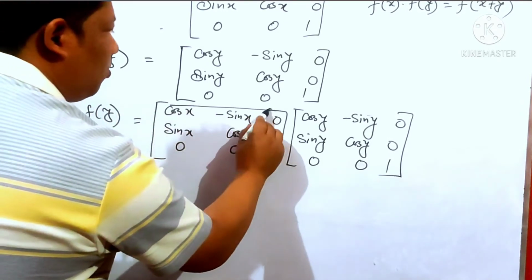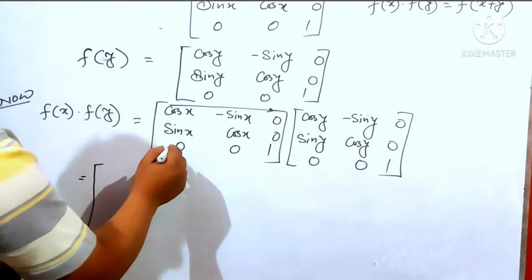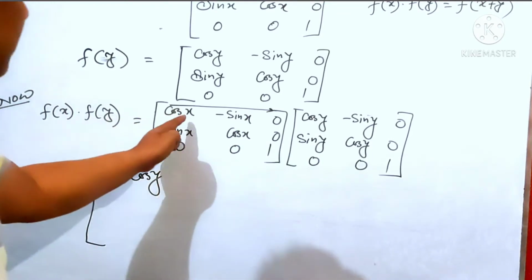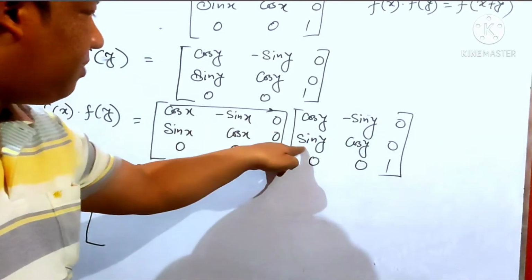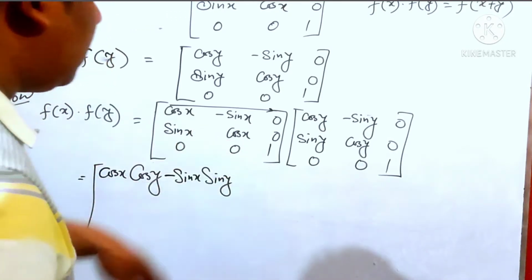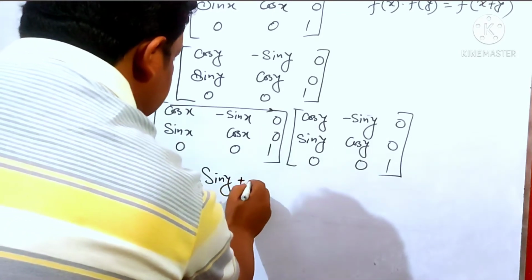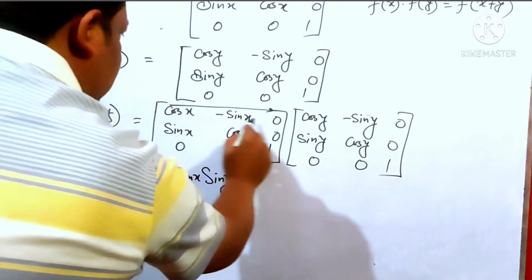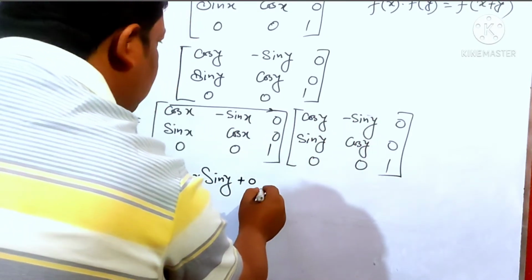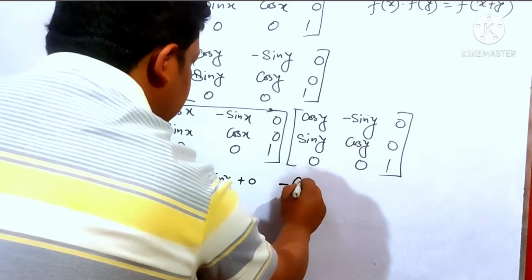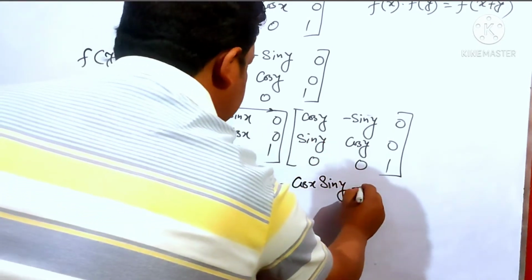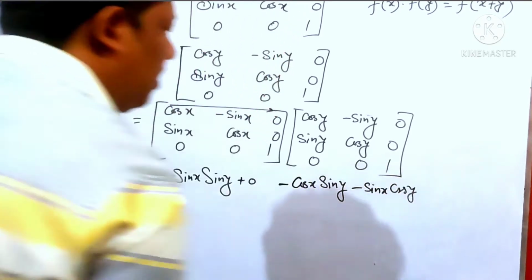Just multiply. Row should be multiplied by column. This row multiplied by this column, then you get cos x and cos y. Just I multiply these two terms. Again, this term multiplied by this, minus sin x sin y. Again, this term multiplied by this, then you get 0. 0 no need to write here. Again, this row multiplied by this column, when you multiply these two terms, you get minus cos x sin y. Again, these two terms, you get minus sin x and cos y.